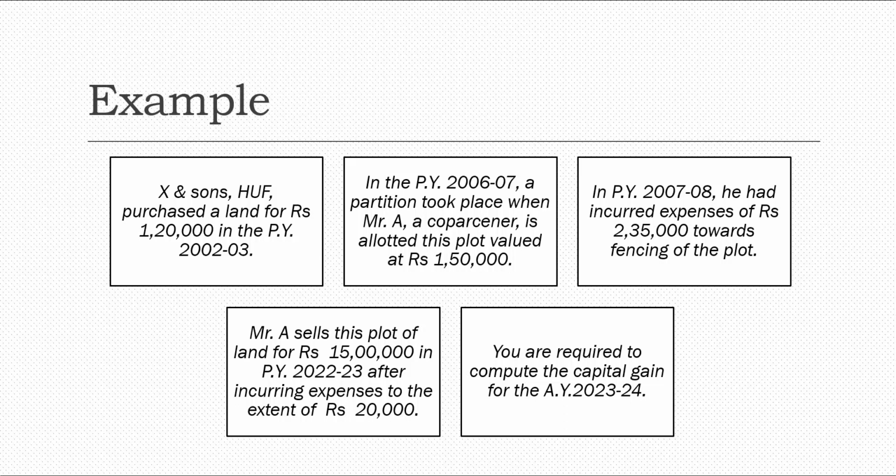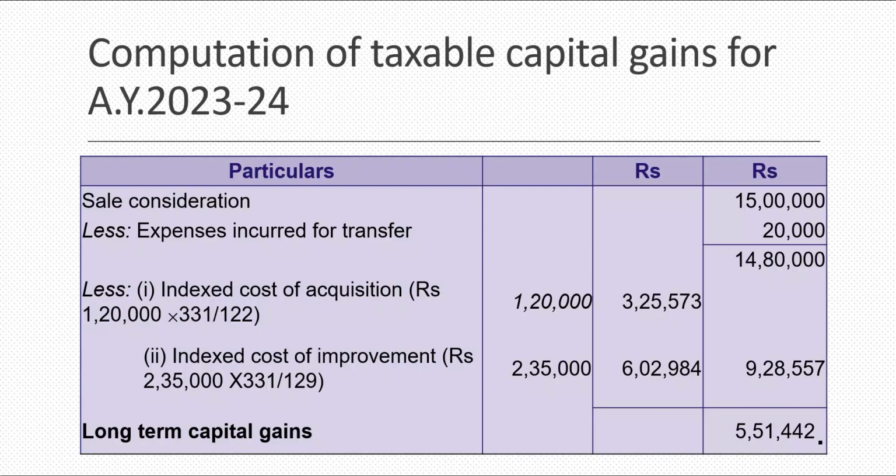Okay, now in the previous year 2007-2008 he had incurred an expense of 2,35,000 towards fencing the plot. So he had spent some more money, for securing his ownership. Now A sells this plot for 15 lakhs, in the current year 2022-23, after incurring expenses of 20,000, which was brokerage charges or something like that. You are required to compute what is the capital gain, and how much tax this person A has to pay. Now let's talk about this.